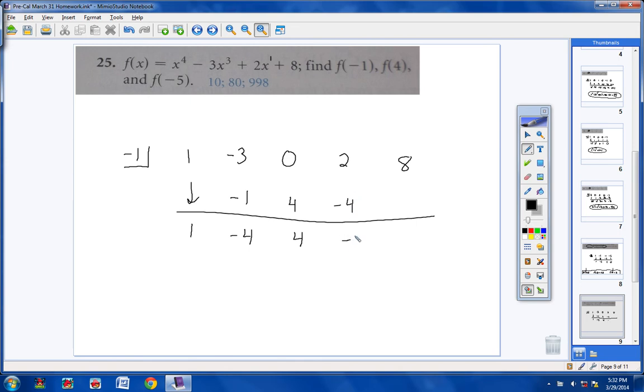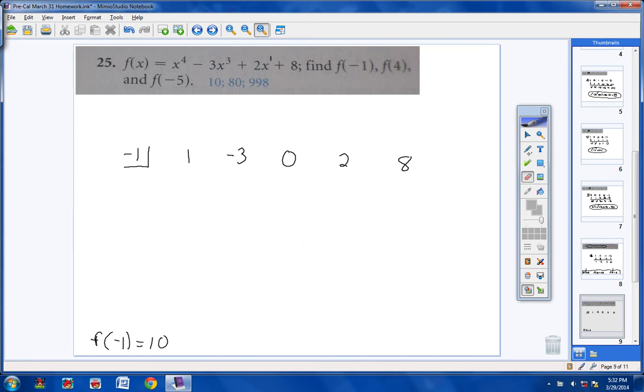Combine, you'll get a -2. -1 times -2 is a +2. Combine, and you will get a 10. So f of -1 equals 10. Man, that is so much faster than everywhere there's an x putting a -1 in. Even using a calculator, I think this method is still faster.